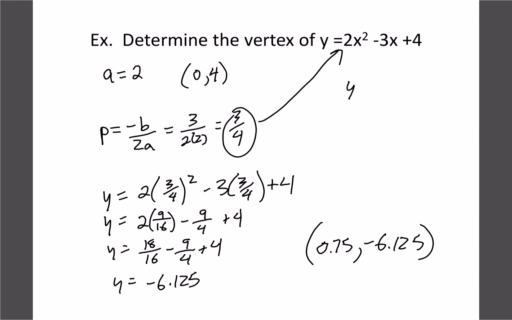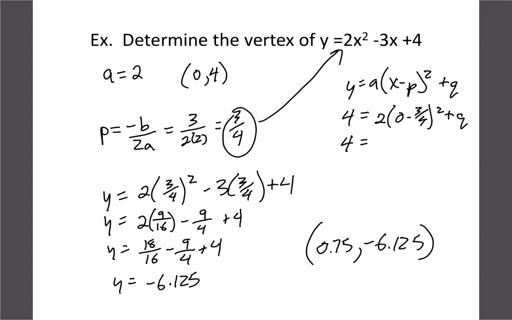So instead of using our general form, if we were to switch it to our x minus p form, we still have 0 and 4 for y. Our a was 2, and p we calculated to be 3/4. So we end up getting 4 equals 2 times (3/4) squared, which is 9/16. So we get 4 equals 18/16. So 4 minus 18/16 is 2.875. So that's not matching. Let's see what we did wrong here.